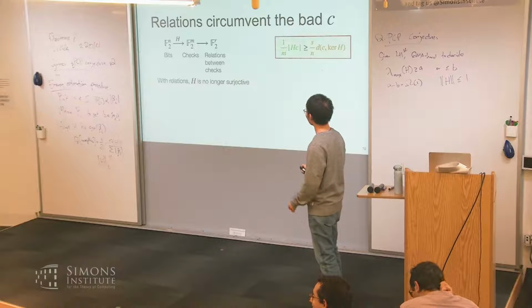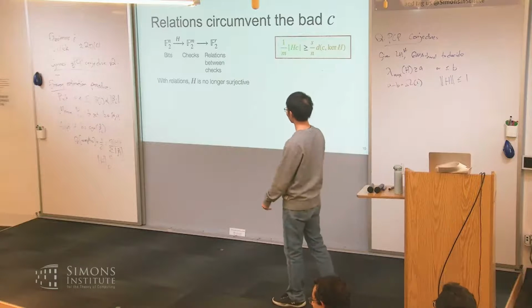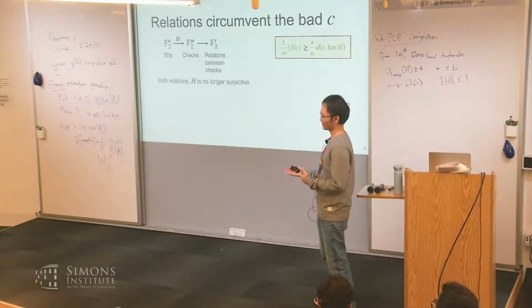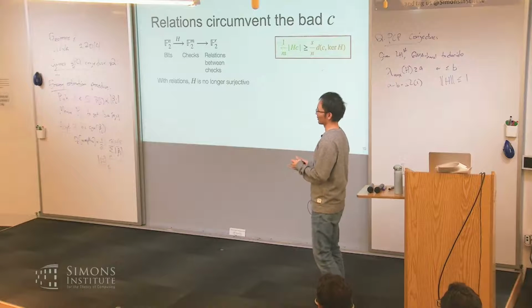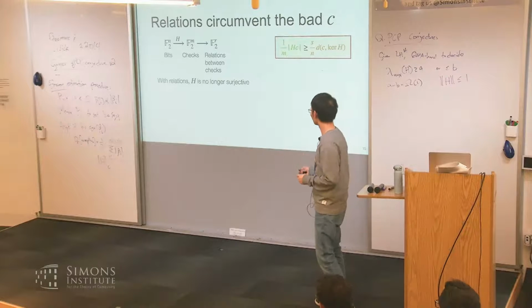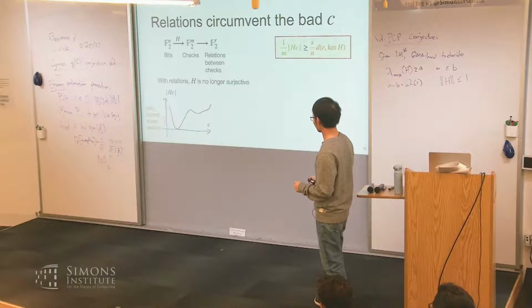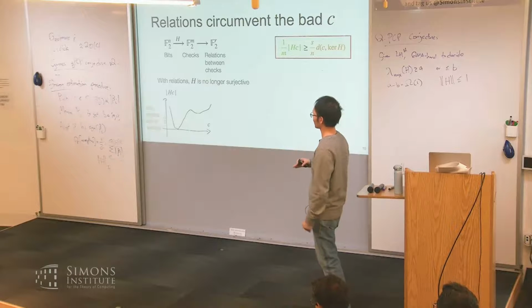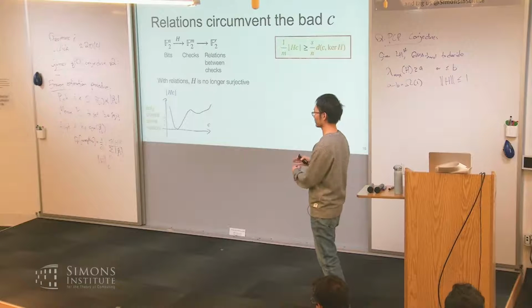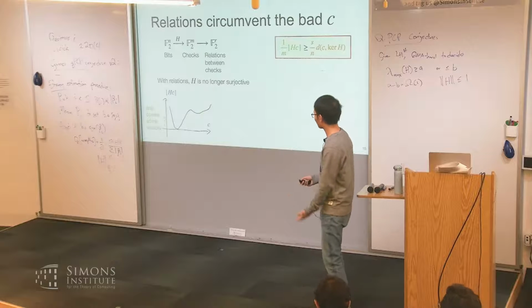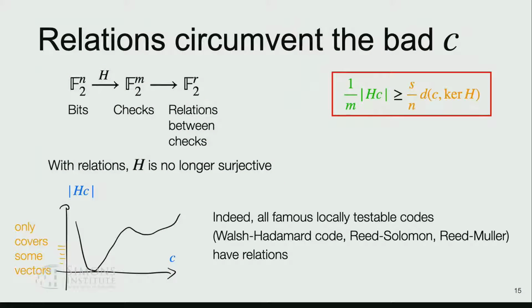And what happens when there are relations is that this H is no longer surjective, so the previous construction doesn't really work. Meaning there might be no pre-image for this 1000 vector. So now the picture becomes something that looks like this. The image only covers some part of the vector, and we have this very nice phenomenon where all the values touch the bottom. In fact, all the famous locally testable codes like Walsh-Hadamard, Reed-Solomon, Reed-Muller, they all have these relations. So it's a really good exercise you can do afterwards. So that answers the relation question.